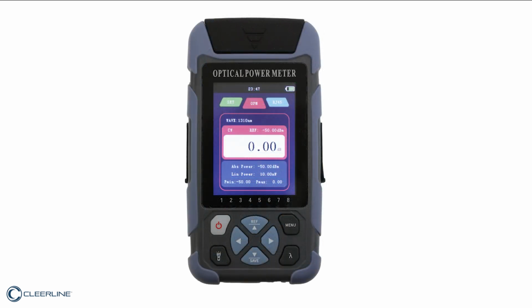Keys specific to the OPM. Reference. This sets the current power value in decibel milliwatts as the reference value. Save. This key allows you to save the results as well as review all saved results. VFL. By pressing and holding the flashlight button, this will trigger the built-in VFL on the power meter.